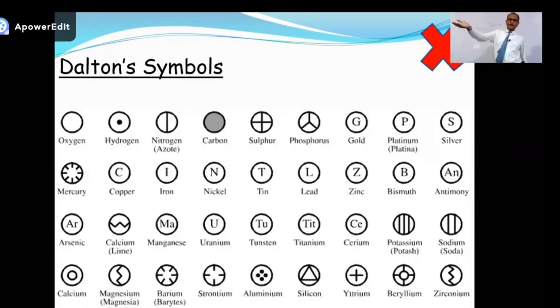Initially, Dalton used different kinds of symbols, not alphabetical symbols. Cross means none of your business, just for info.